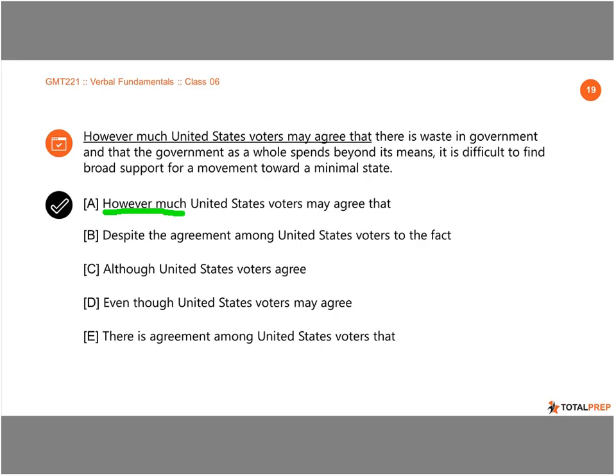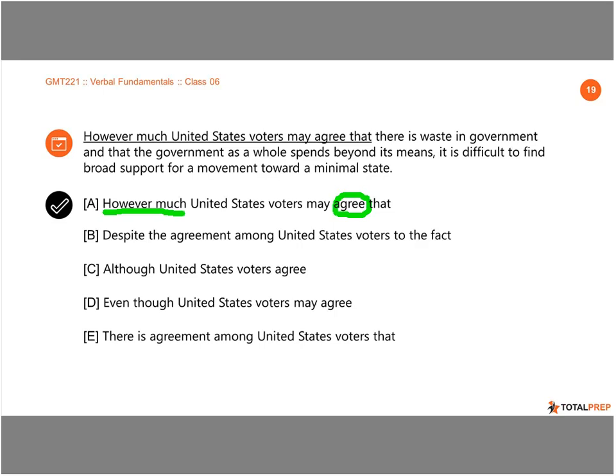So, however much means no matter how much, right? And it's somehow an intensifier here. However much United States voters may agree, so it's intensifying the verb agree. Okay, so that's why it's correct.